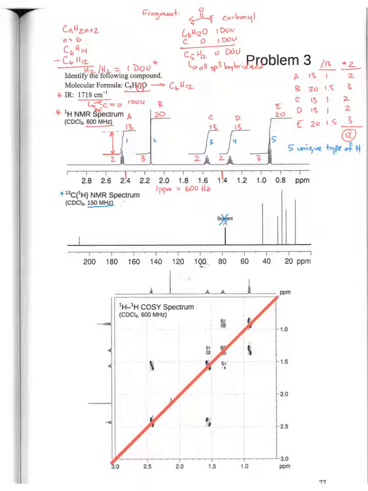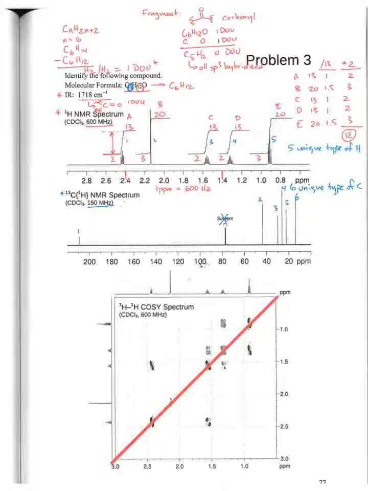So I'm going to label these from left to right as 1, 2, 3, 4, 5, and 6. So we have 6 unique type of carbon. And again, from the molecular formula, we have 6 carbons. So we've accounted for all of the carbons. All of them are unique.